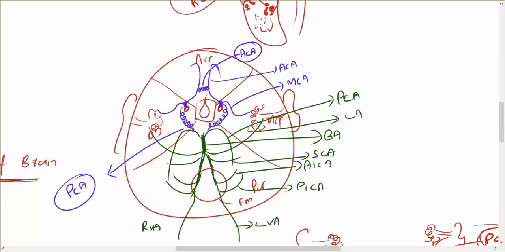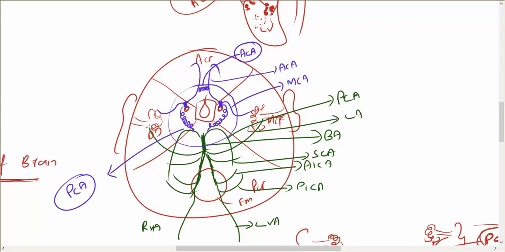At the base of the brain, in the subarachnoid space, they form this communication, and this forms a circle that is called the circle of Willis. So please understand it is the circle of Willis. This is very important because these are anastomosing communicating branches.